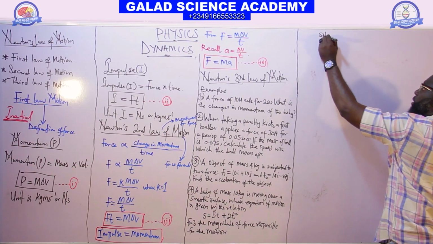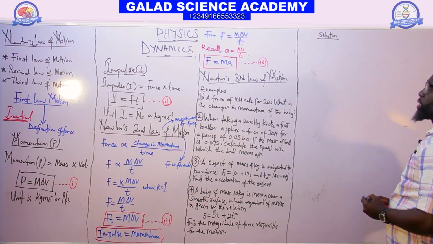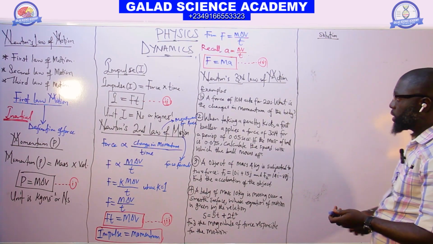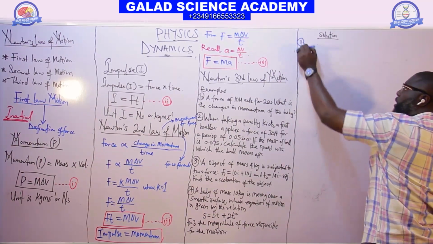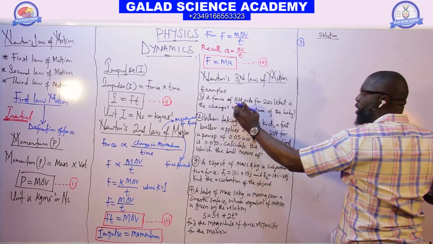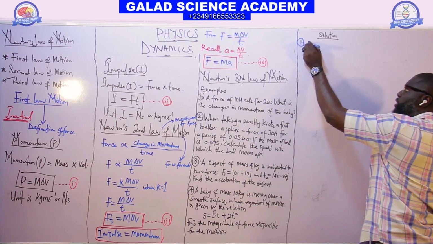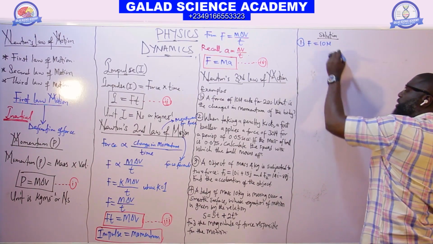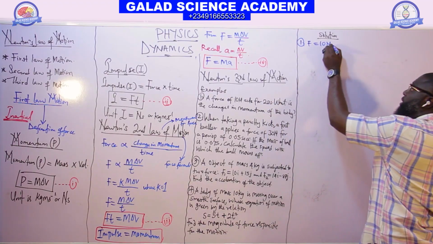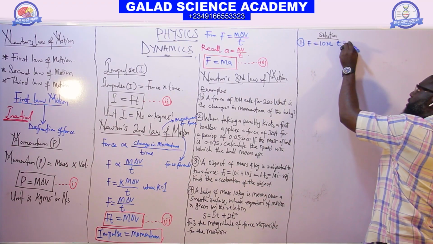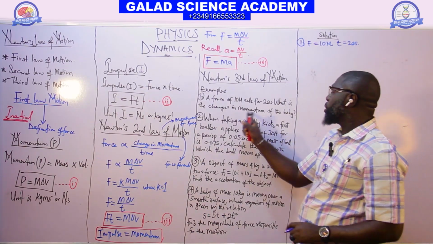Solution. The first question is this. Question number 1. We are given a force of 10 Newton. So the force F is 10 Newton, acting for 20 seconds, which simply means T is 20 seconds. What is the change in momentum of the body?